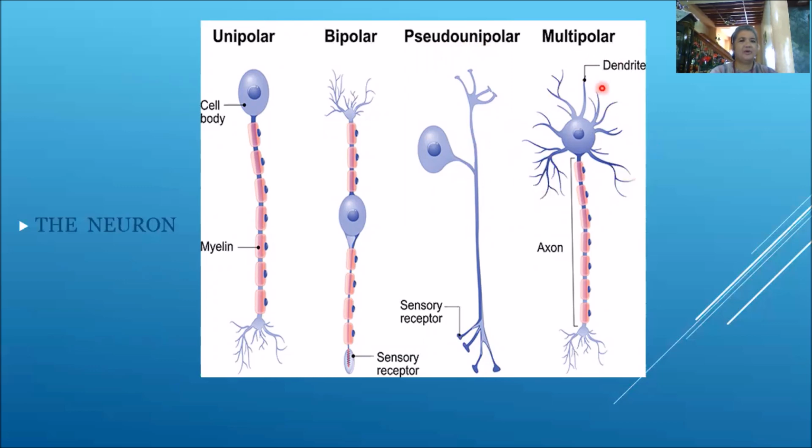This is our common neuron that you will see in the microscope in your histology. So you have multipolar because it has plenty of dendrites that will arise from the cell body, but it will have only one axon.